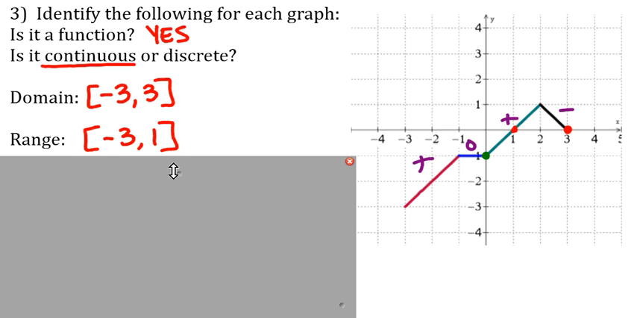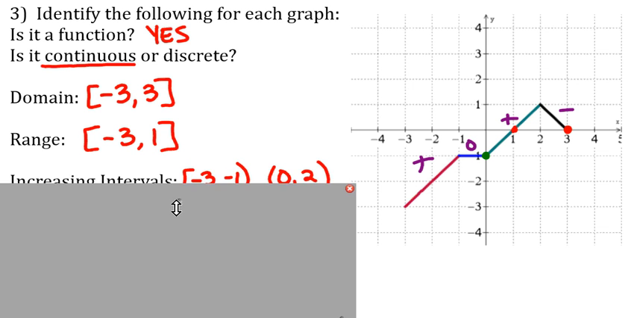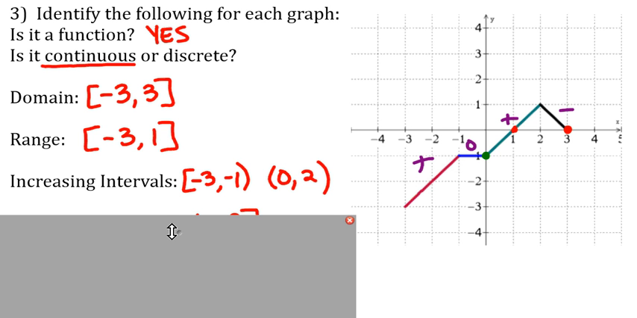We have increasing intervals. We have 2 of them, here and here. So definite beginning, so I need a bracket, -3, comma, -1 parenthesis, because it's changing what's happening at the interval. I also have one happening at 0 and 2. So I'd say parenthesis 0, comma 2, parenthesis, because again it's changing. So we have 2 intervals that are increasing.